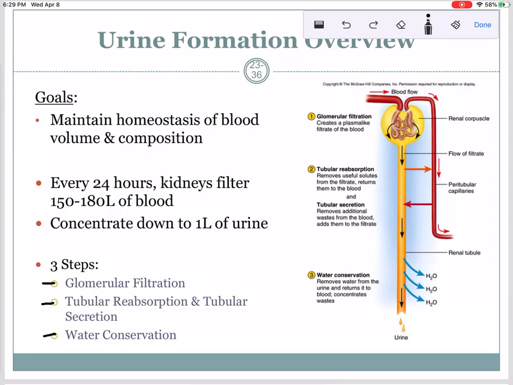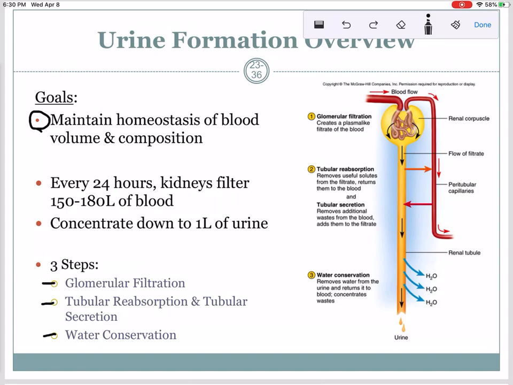So think back, we talked about the renal cortex, the outer rim of the kidneys, which is chock full of nephrons. And it is in these nephrons that we filter the blood and form urine. In addition to forming urine, we can't forget that other function of the urinary system.